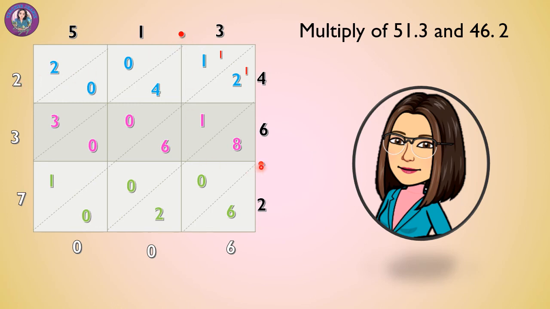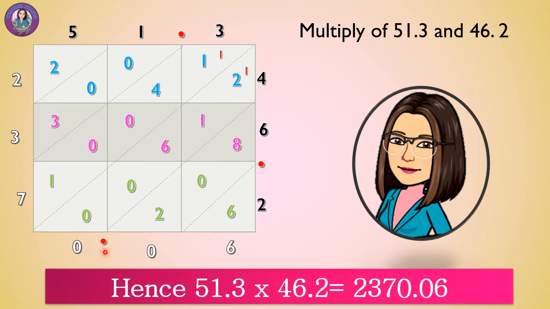So where do the decimal points meet? They meet here, so the decimal point is between these two zeros. Hence, 51 and 3/10 times 46 and 2/10 is equal to 2,370 and 6/100.